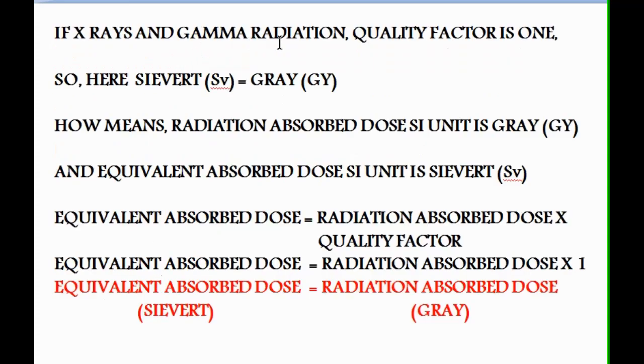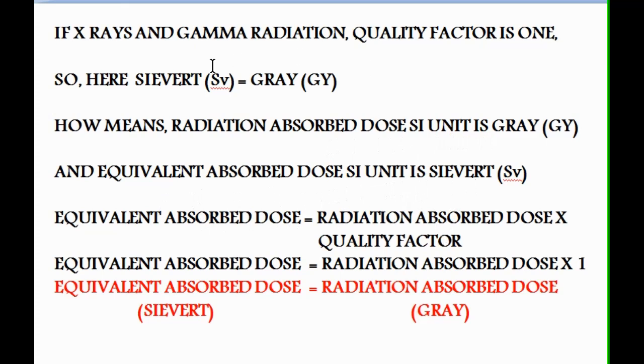For X-rays and gamma radiation, the quality factor is 1. So here sievert is equal to gray. Radiation absorbed dose SI unit is gray, and equivalent absorbed dose SI unit is sievert. So equivalent absorbed dose is equal to radiation absorbed dose times quality factor.